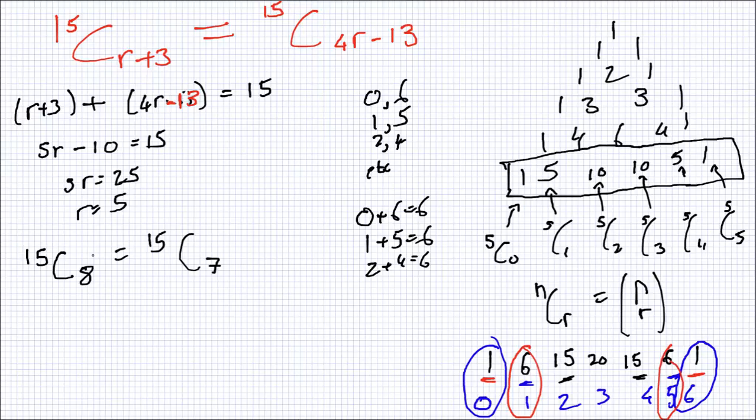Let's have a look here. 15C8 is 6435. And then 15C7 is 6435 as well. So on the 15th row, the number in the 8th and the 7th position are the same, meaning that to make this 8 and 7, r has to be 5.